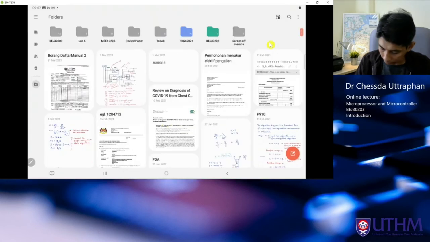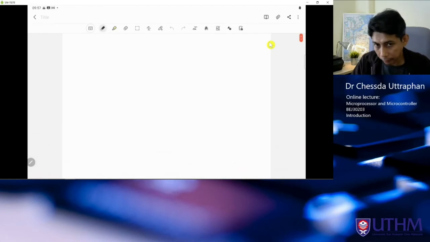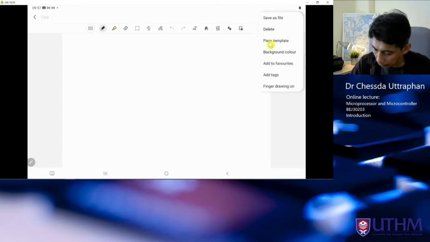Maybe we can have a little bit of revision to understand what is ISA. Can you see the screen here? I want to draw something here to explain to you what is ISA. So maybe we need to look back at what we have learned in the design.